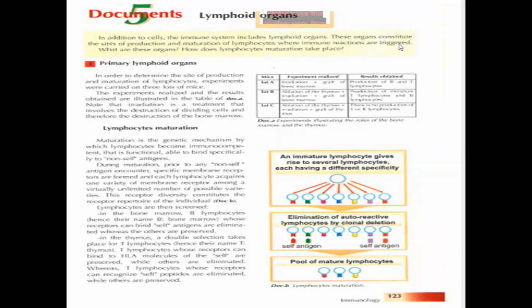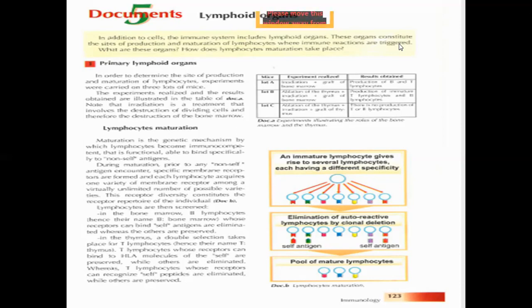While in the thymus, the double selection process takes place for T lymphocytes, hence their name T, thymus. T lymphocytes bind first to HLA. So here T lymphocytes or receptors can bind to the HLA of the self. They are preserved, meaning they recognize HLA. If they recognize HLA they will be preserved. Others will be eliminated if they do not recognize it. The lymphocytes whose receptor can recognize the self peptides are eliminated while others are preserved.